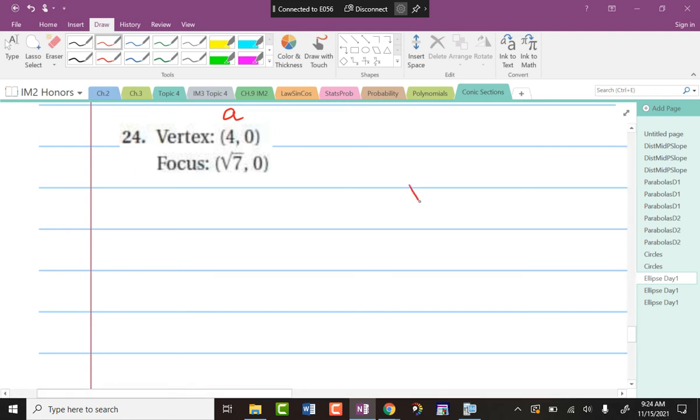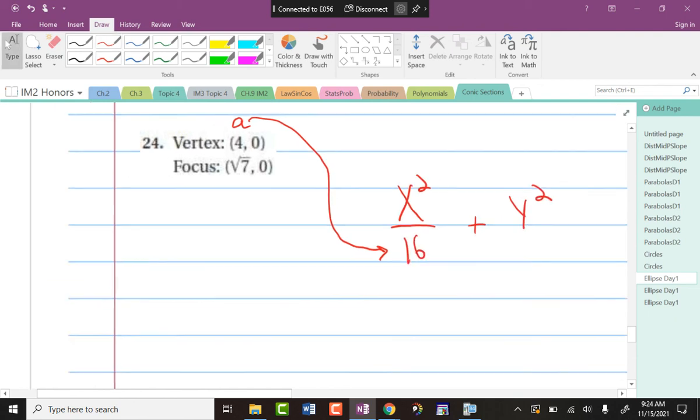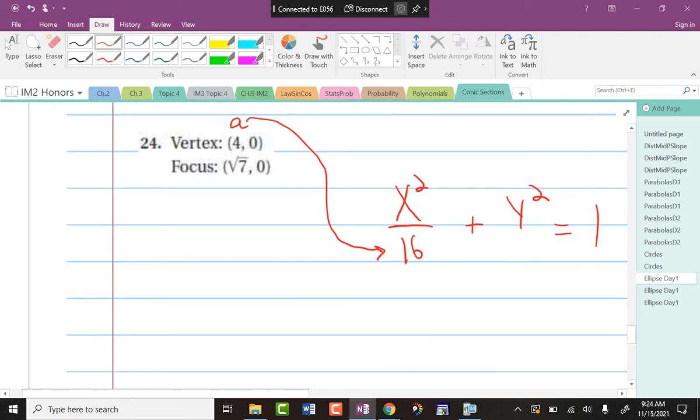As a vertex given, you already know one piece of information. What goes right here? 3, 2, 1, go. 16. But I don't have the other information. What letter is focus? B or C? 3, 2, 1, go. C.